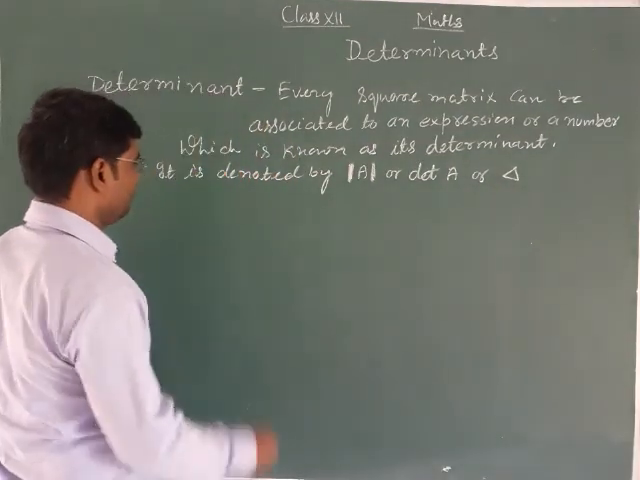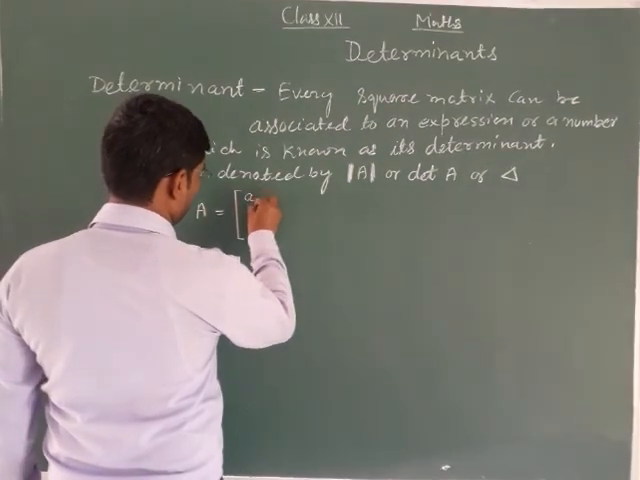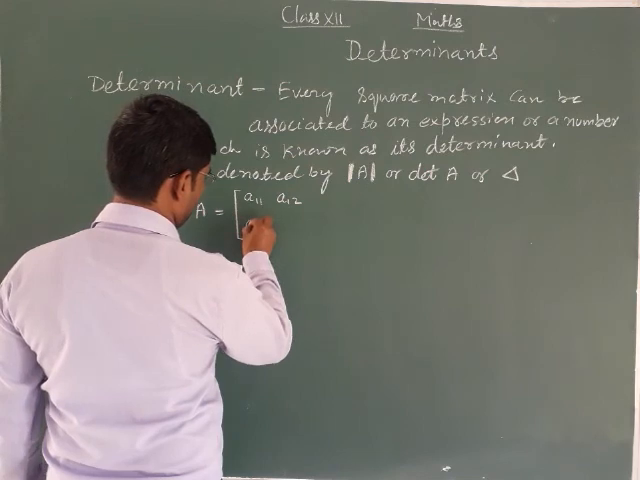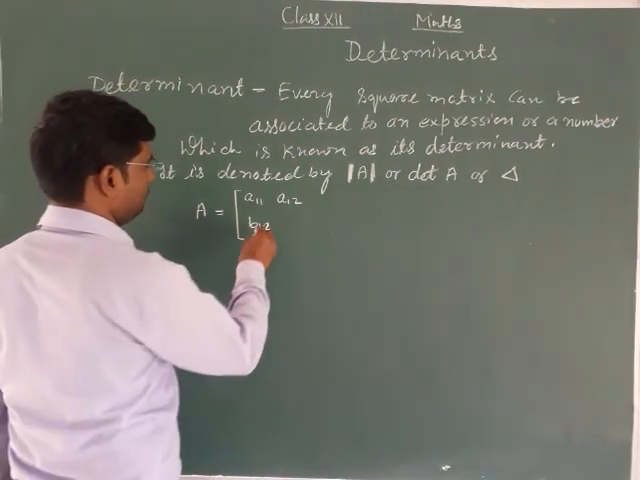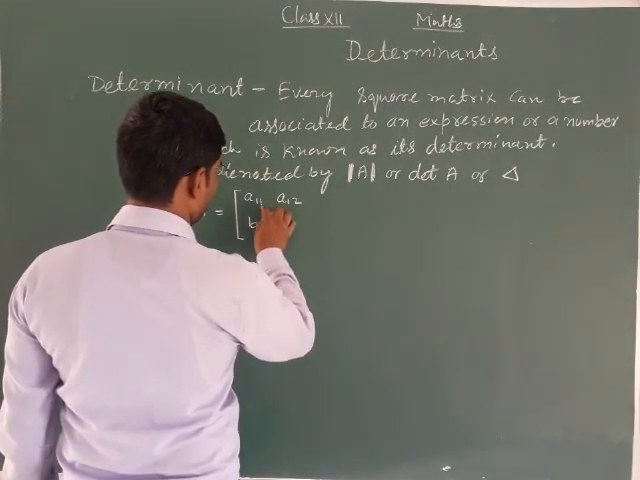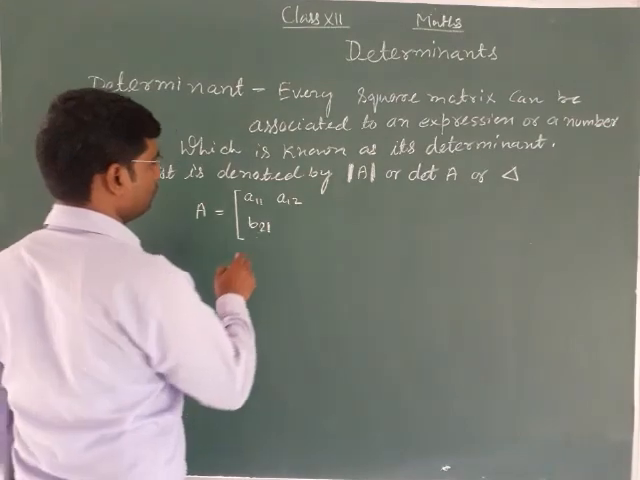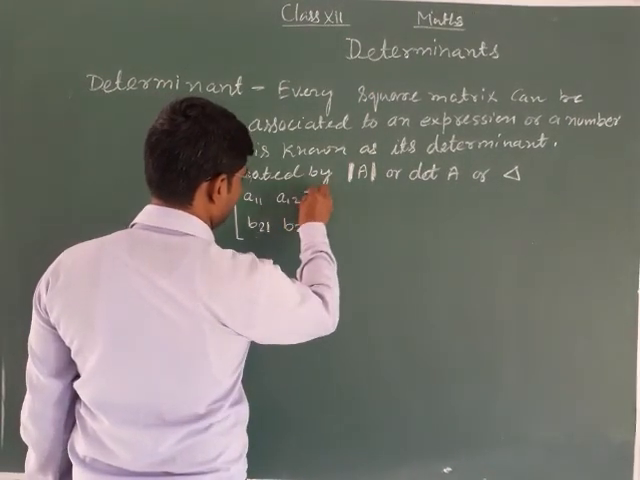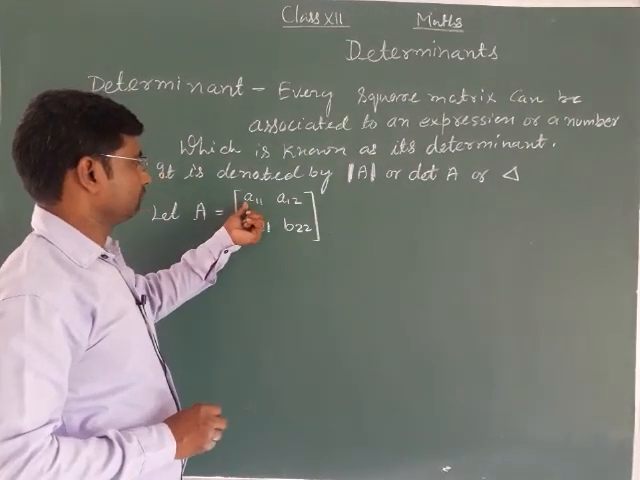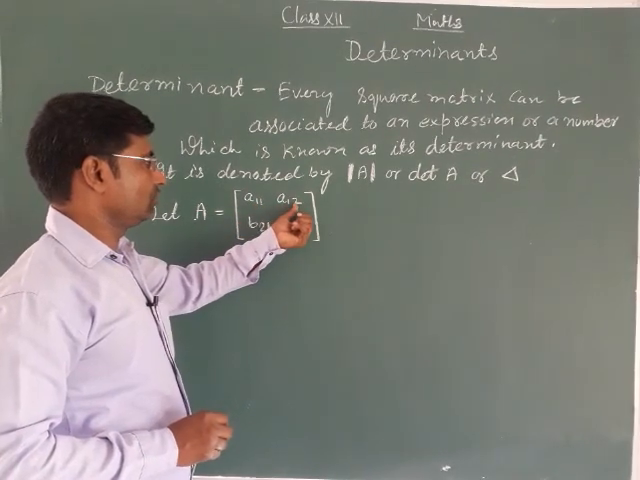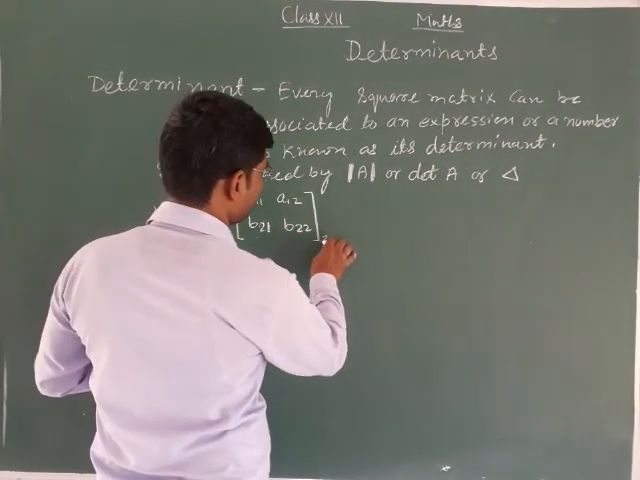For example, let A be a matrix of order 2 by 2 with elements a11, a12, a21, a22. It has a first row and second row, first column and second column. The order of the matrix is 2 by 2.